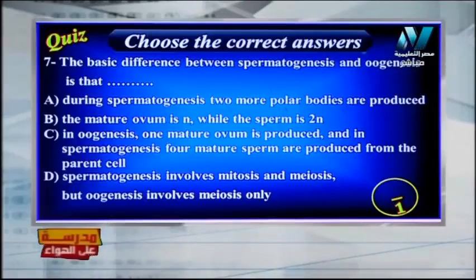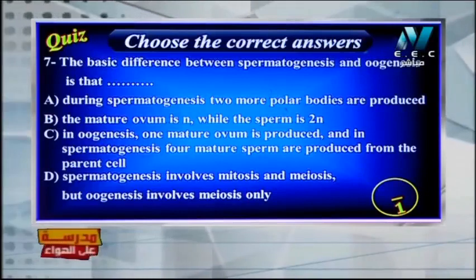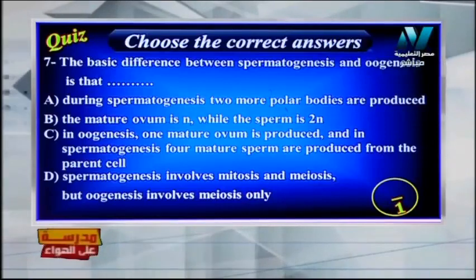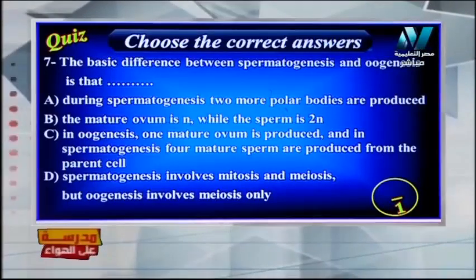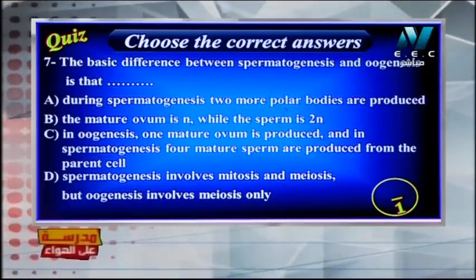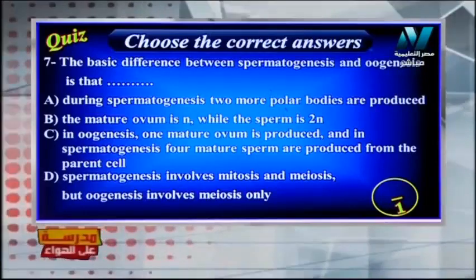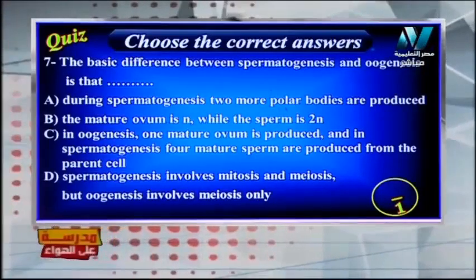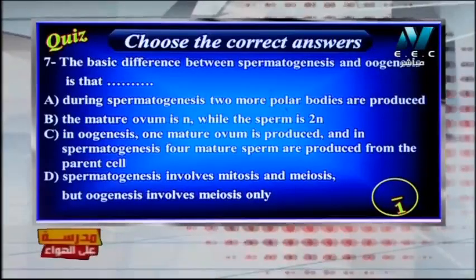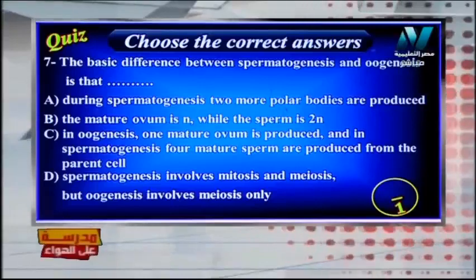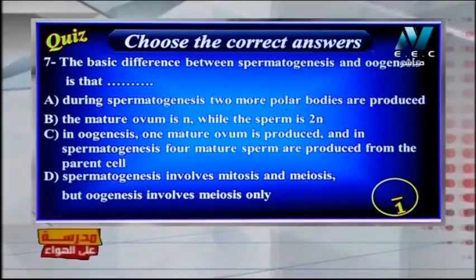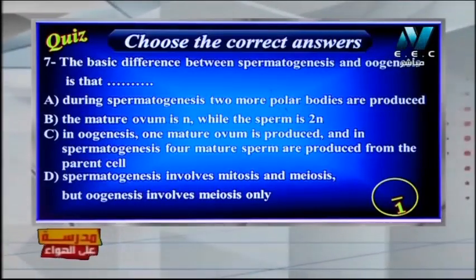The basic difference between spermatogenesis and oogenesis is that dots. A: during spermatogenesis two more polar bodies are produced. B: the mature ovum is N while the sperm is 2N. C: in oogenesis one mature ovum is produced and in spermatogenesis four mature sperms are produced from the parent cell. Number D: spermatogenesis involves mitosis and meiosis but oogenesis involves meiosis only. 10 seconds for the right answer.